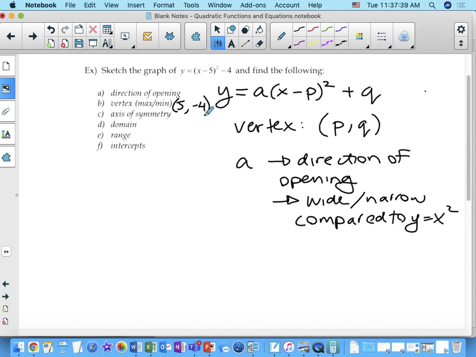Okay, what's the a value? 1. Okay, so what that means is it opens up, and it looks identical to y equals x squared, but it's just been translated. It's been moved from the origin to somewhere else.